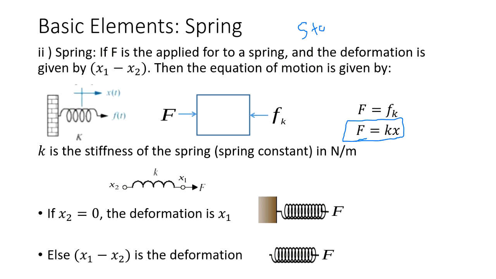So if k is the stiffness and we have positions x2 and x1, if x2 is 0, then this end is fixed and cannot move. If both ends of the spring can move, then x1 minus x2 is the deformation. So x1 minus x2 gives you how long the spring is, and your F becomes, in that case, Hooke's law, k into x1 minus x2. Thank you very much. I was trying to remember Hooke.